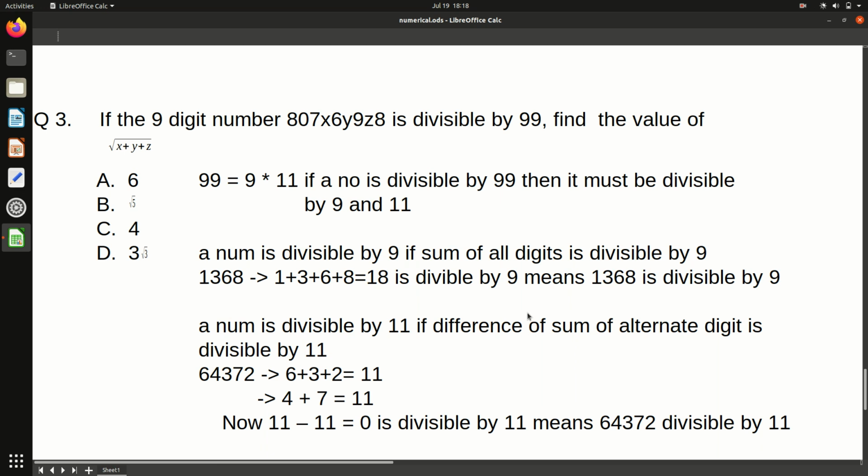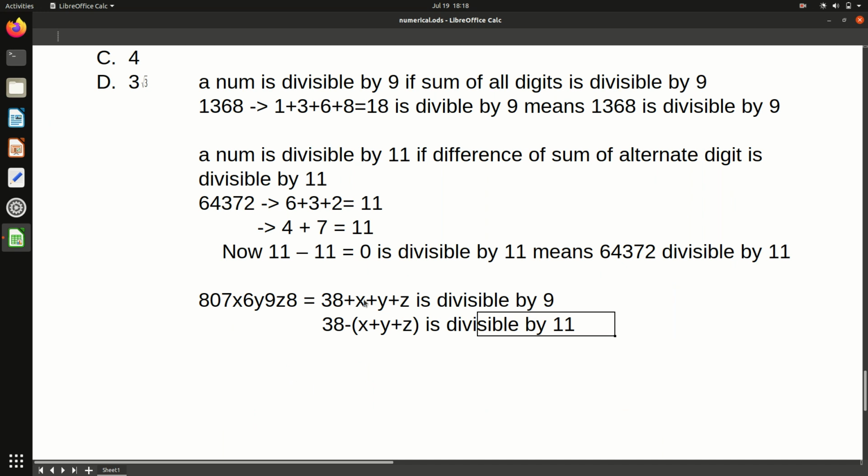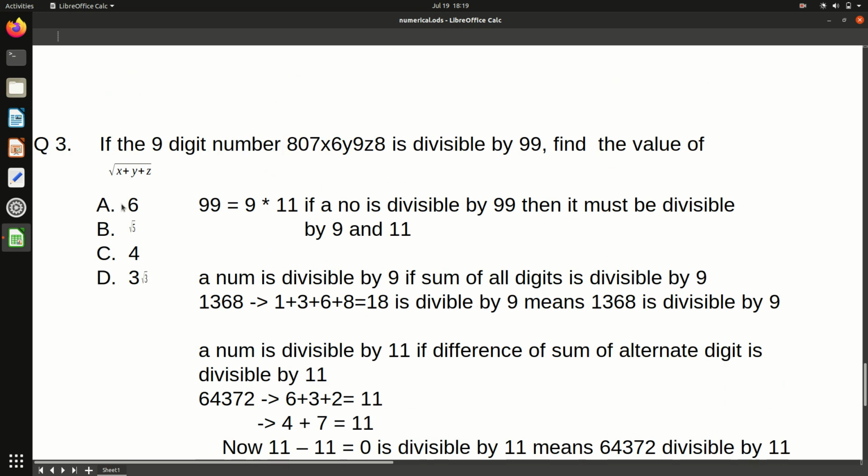So let us do it one by one. Let us suppose 6 is the answer. Then root of x plus y plus z is 6. So x plus y plus z will be 6 square, which is 36. Now we will put here 38 plus 36, which is not divisible by 9. Or we can check it here also, 38 minus 36, which is 2, which is not divisible by 11, we know. It means this cannot be our answer.